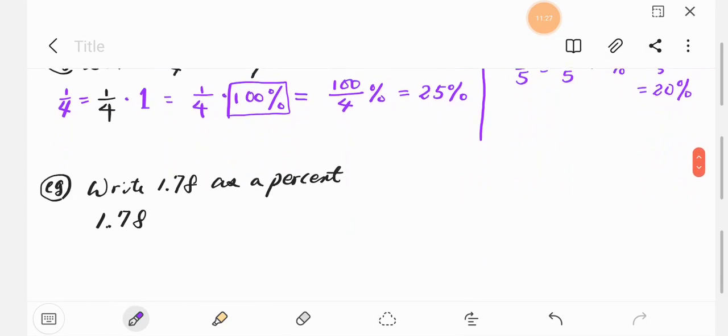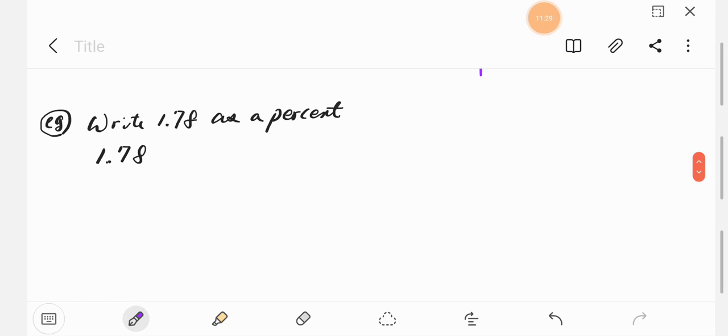Okay, when you write a decimal as a percent, same thing. You can multiply this number by what? 100%, right? So multiply this by 100%. So when you multiply by 100, you are making this number larger. How much larger? Move two decimal places to the right. So it will be 178%.